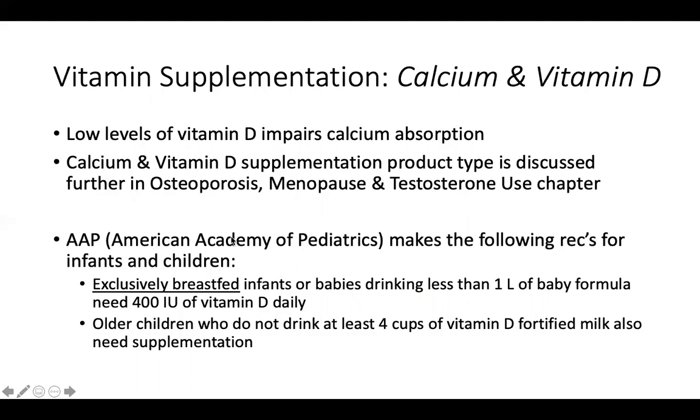The American Academy of Pediatrics makes the following recommendations for infants and children. So exclusively breastfed infants or babies drinking less than 1 liter of baby formula do need 400 units of vitamin D daily. And then older children who do not drink at least 4 cups of vitamin D fortified milk also need supplementation. That's just a side note.